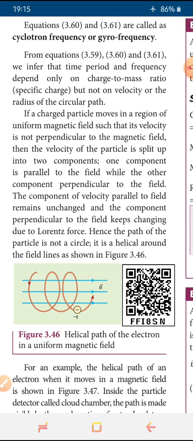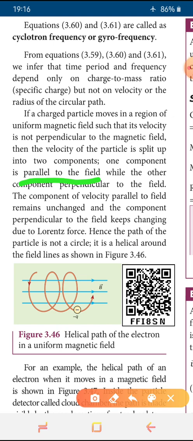Okay, in that circular path, we have to keep this in mind. If a charged particle moves in a region of uniform magnetic field and its velocity is not perpendicular to the magnetic field, then the velocity of the particle is split into two components. One component is parallel to the field and the other is perpendicular to the field.